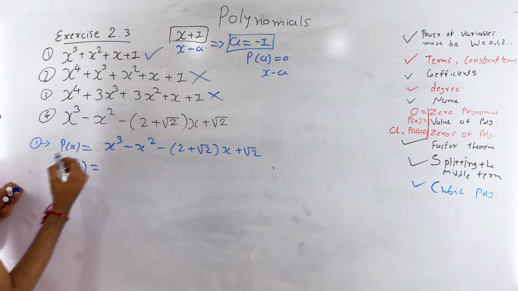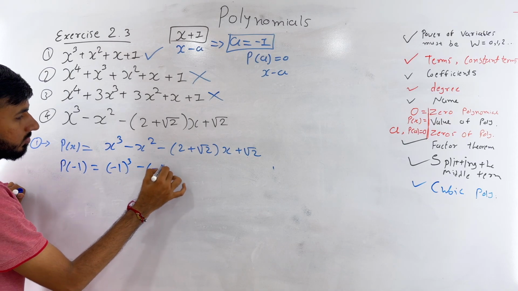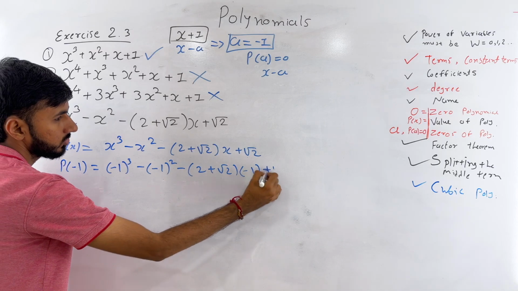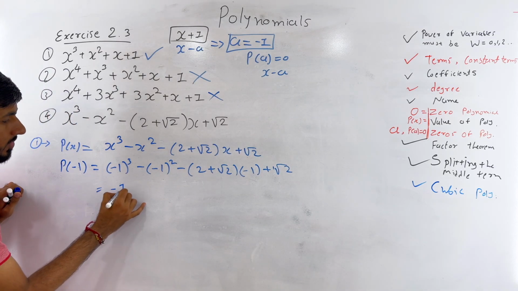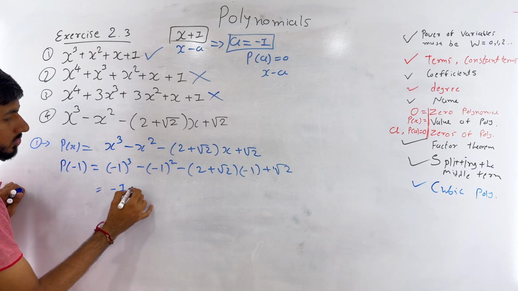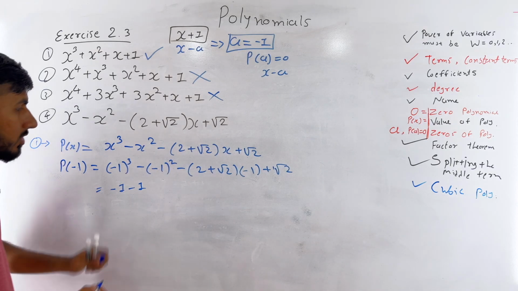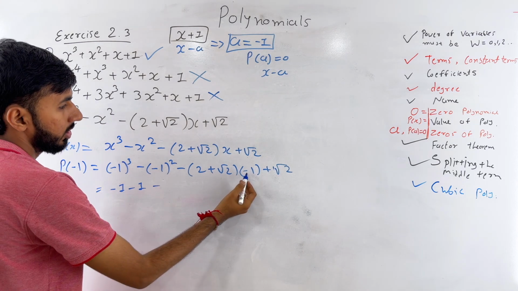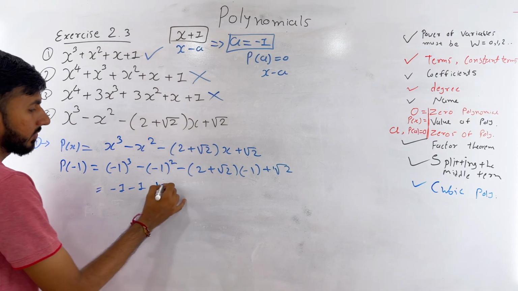Now just put x is equal to minus 1 in this polynomial. So minus 1 power 3 minus minus 1 power 2 minus in bracket 2 plus root 2 in bracket minus 1 plus root 2, right? Now minus 1 power 3, that is minus 1, minus 1 power 2, that is plus 1, but I have minus sign here, so I have to write minus 1 and minus 1. Now here I have minus sign and again multiplication minus 1, so it will be plus 1.